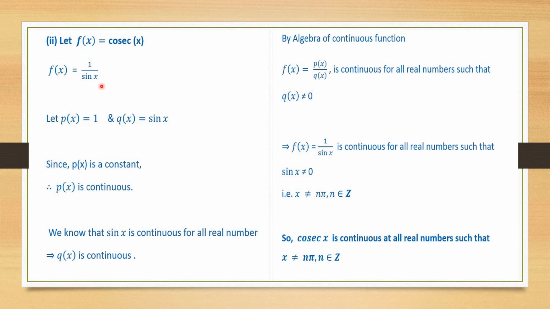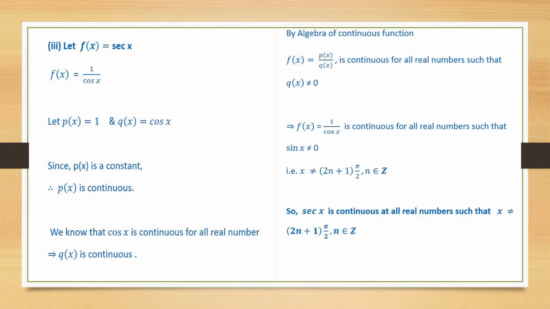Now I should check where this q(x), or sin x, is not equal to 0. So x should not be equal to n pi, so that sin x does not turn out to be 0, for n belonging to Z. So cosecant is continuous for all real numbers such that x is not equal to n pi, the integral multiple of pi where n belongs to Z. At these values sine turns out to be 0, and 1 upon sin x will not exist.